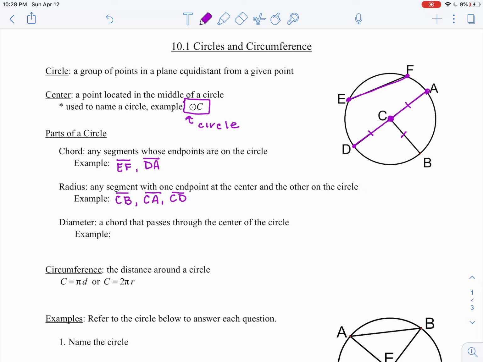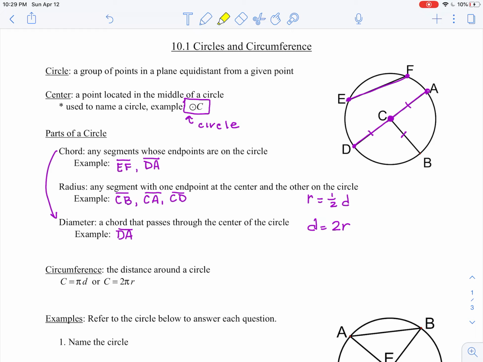And then if we put two radii together, we create something called the diameter. A diameter is a special type of chord because it starts and stops on the circle itself and runs through the center of the circle. This picture has only one diameter. Here, the diameter shown is DA. As I said, the diameter is always twice the length of the radius, or in other words, the radius is half the length of the diameter of the circle.